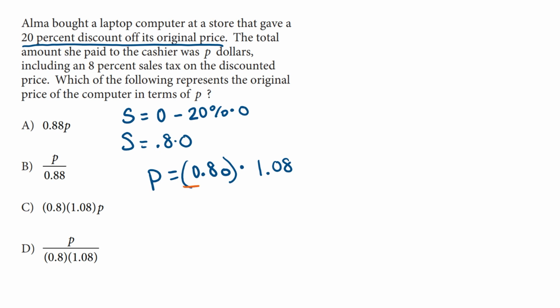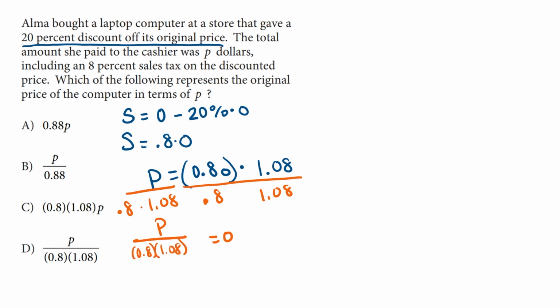So if we divide this original expression by 1.08 and by our 0.8, then we get O by itself, and we're left with P over 0.8 times 1.08. And that becomes our final answer.